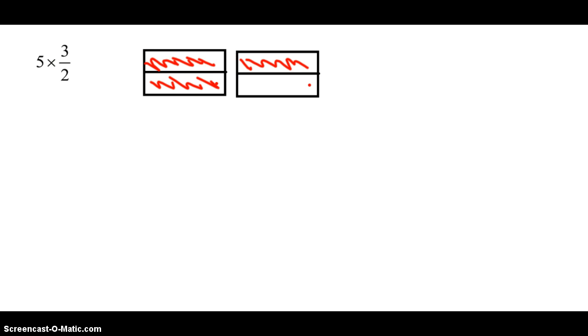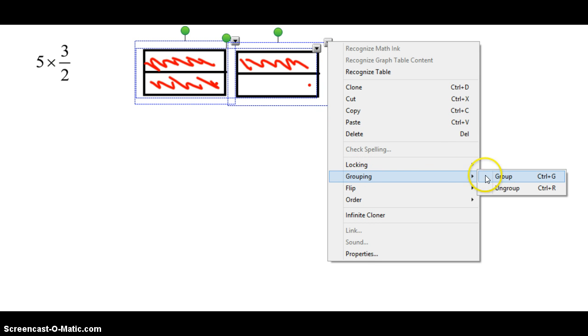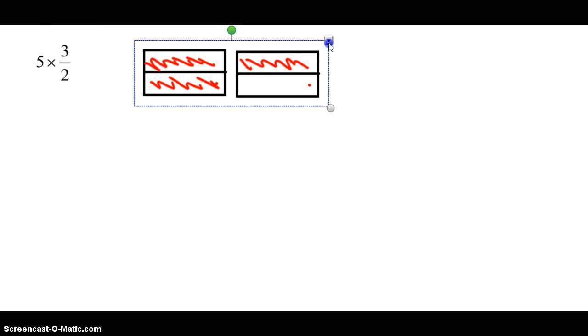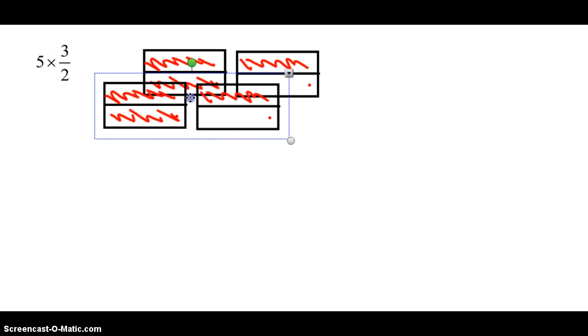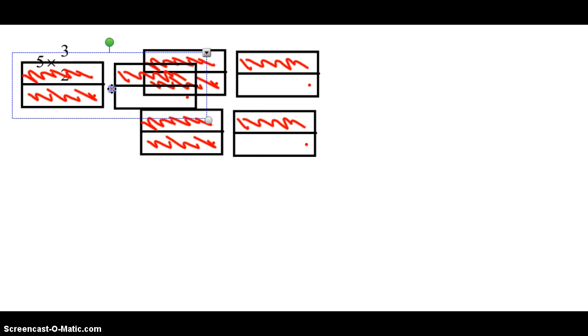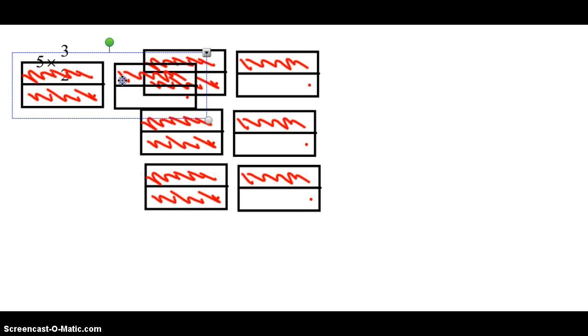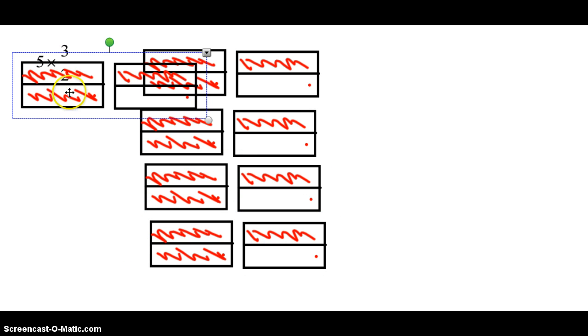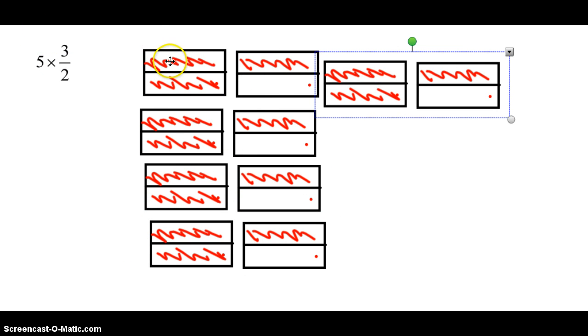So I want 5 groups of those. I'm going to again be a little lazy here and group those, and then copy that and paste it a whole bunch of times. So there's 2 groups of 3 halves, 3 groups of 3 halves, 4 of them, and then obviously the 5th group. So how many halves do I have altogether? I can count these all. I've got 3 plus 3 plus 3 plus 3 plus 3. I've got 15 halves. So there's my solution, 15 halves.